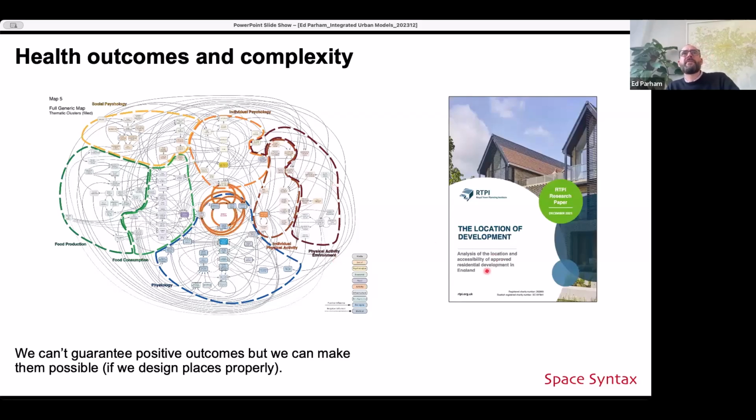Now, this is just a little bit of an aside. So it's saying, look, if we can't guarantee a positive outcome, we can make it possible if we do things properly. This is a report that came out in the UK in 2021. There's an updated version of it, either just come out or about to come out. And what this found was that something like 80% of developments that happen in the UK are completely car dependent.